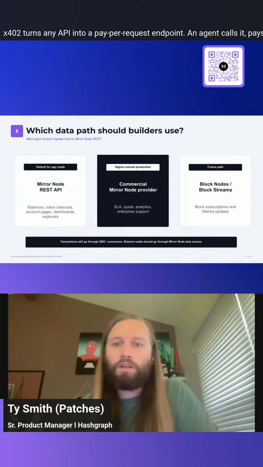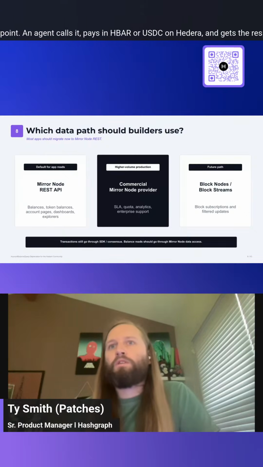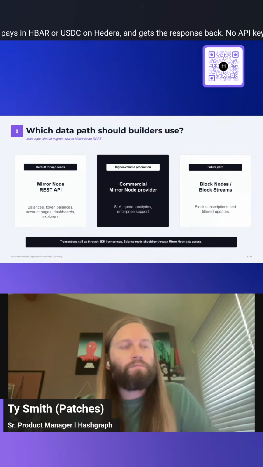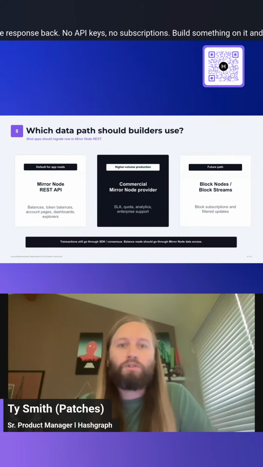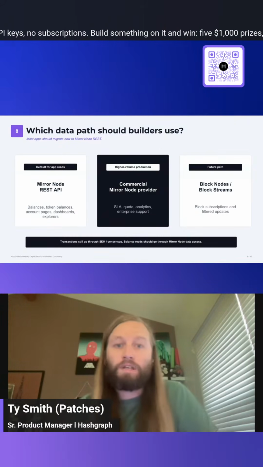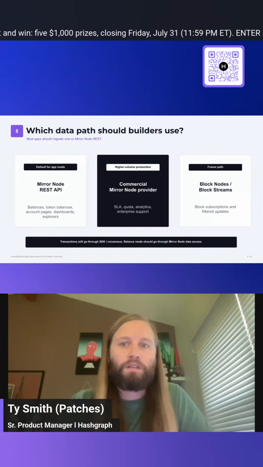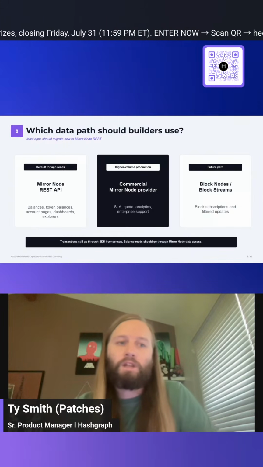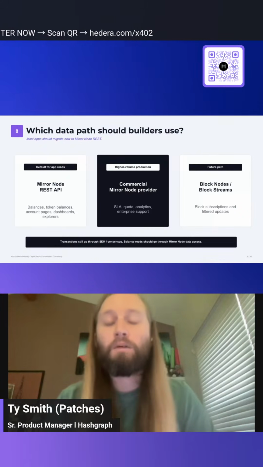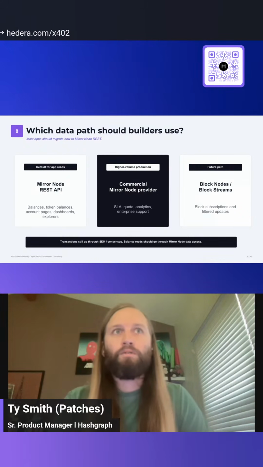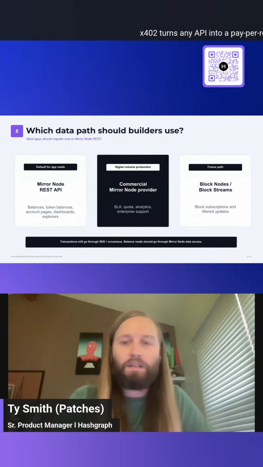But when you have higher volume, when you have production applications, when your development requires good data, then you should look for a commercial mirror node provider. There are several in the ecosystem that have great plans for you. Especially if you're building a dApp, you need to make sure that you're not just relying on the public mirror node, but a commercial mirror node provider that can give you a lot more scale and reliability, making sure that you don't have any downtime.